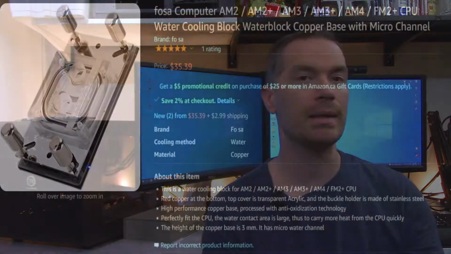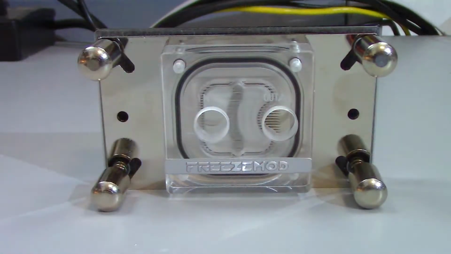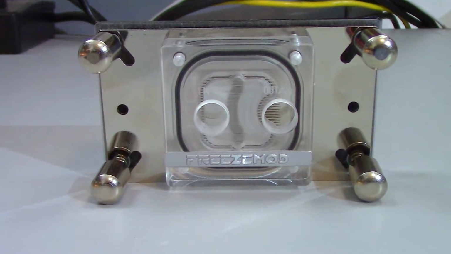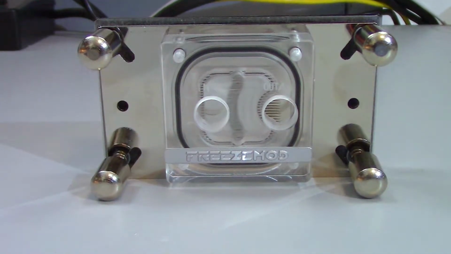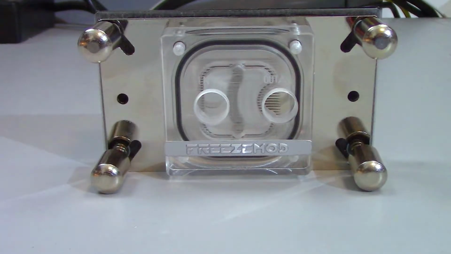The Amazon listing claims that it has a 3mm red copper cold plate with micro channels, red copper meaning pure copper, and a stainless steel buckle holder. I think they're referring to the fastening plate, but I'm not sure on that. Now you can see the micro channels in the block through the transparent acrylic top. However, both the top and bottom of the cold plate have been chrome plated. Now I'm not sure how much this will affect the cooling performance. It's hard to say, but it will affect the cooling performance.